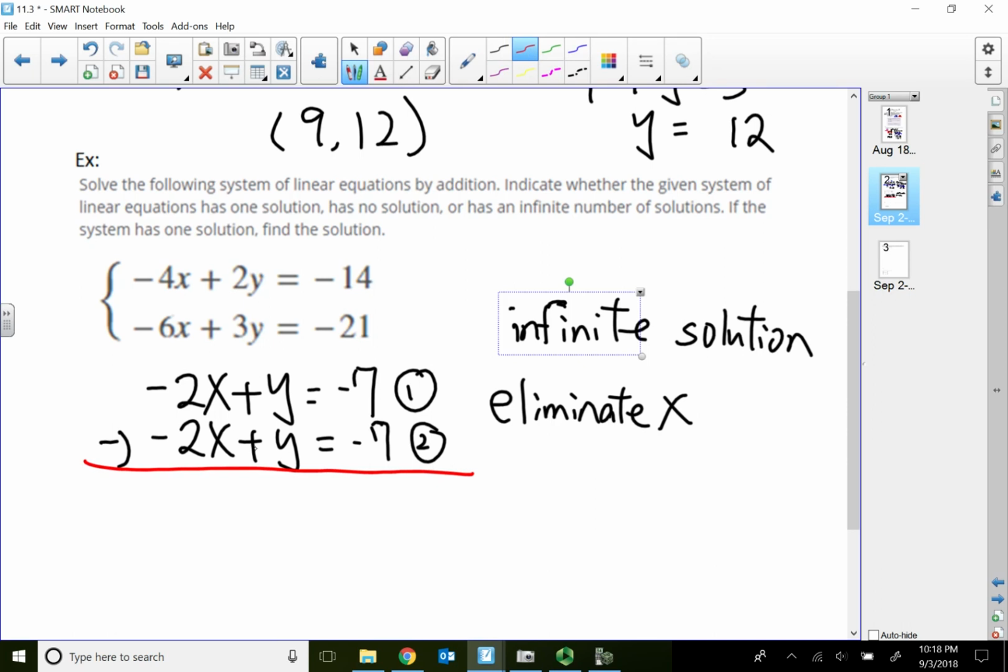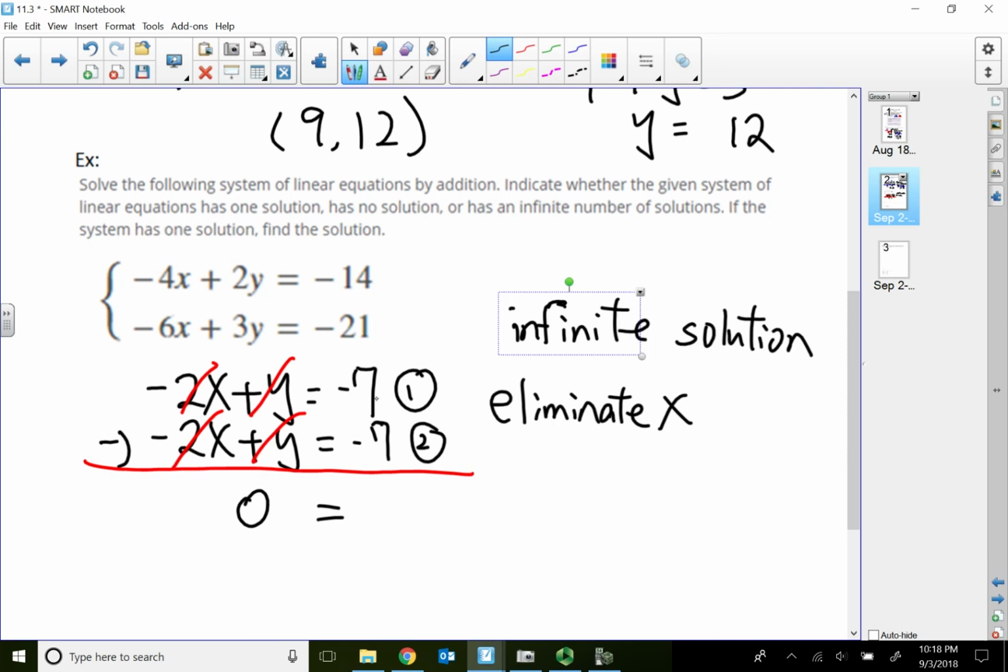Negative, take the top, subtract the bottom. -2 subtract -2 cancels out, so no more variable x. But for the y, if you look closely, this is 1y minus 1y, which will also be 0y, so the variable y cancels out. That means there is nothing left on the left side.